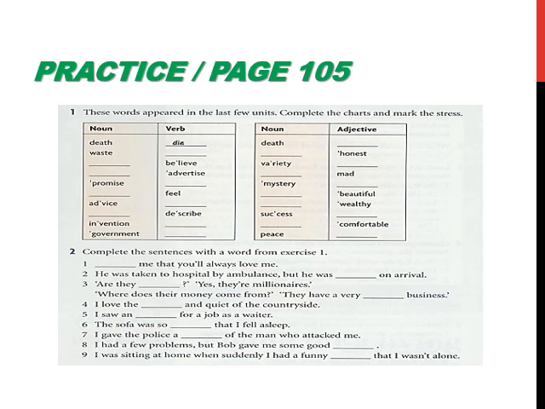Concerning word formation, you can find a practice on page 105 in your book. What's required here is just to change the noun into a verb or a noun into an adjective, or vice versa. You can fill in the blanks here and make what is required. After that, you will complete the following sentences with a word from exercise 1. So after you finish the first exercise by making the chart, you are going to use the words to complete the sentences below in this exercise.